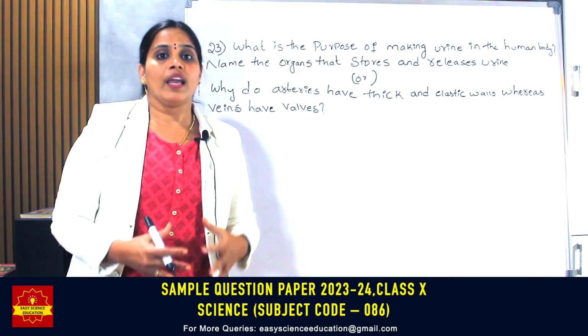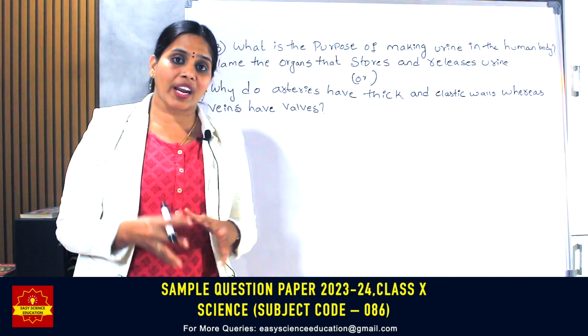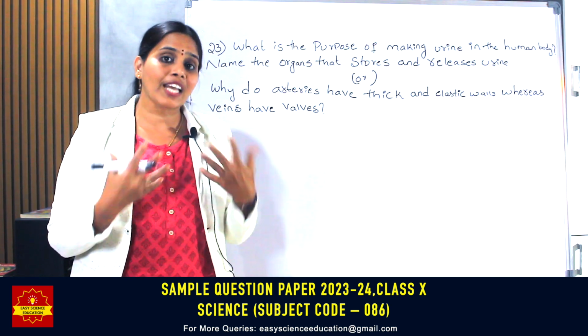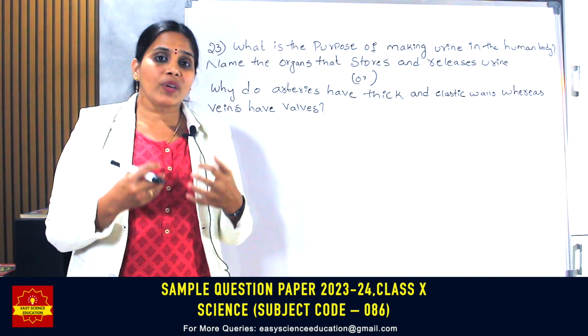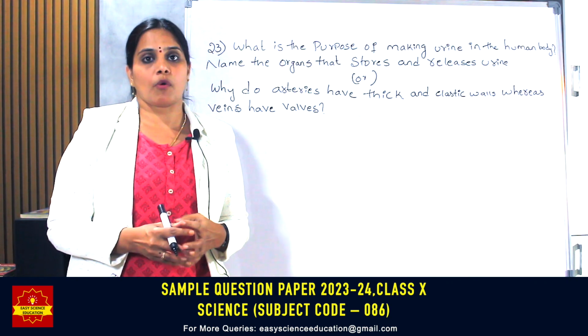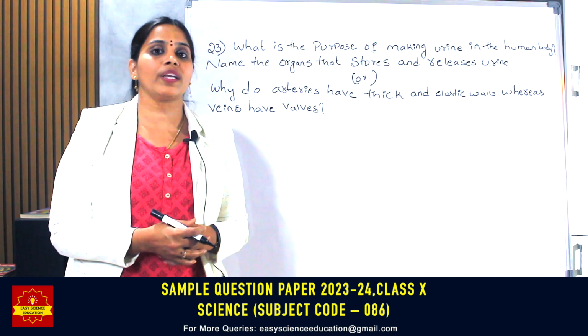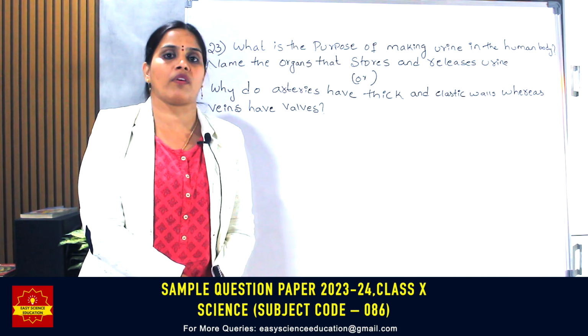Our body releases a lot of nitrogenous waste like urea and uric acid. They are very harmful. That has to be sent outside, otherwise they become poisonous in our body. So that's why the nitrogenous waste products like urea and uric acid have to be sent outside of our body.